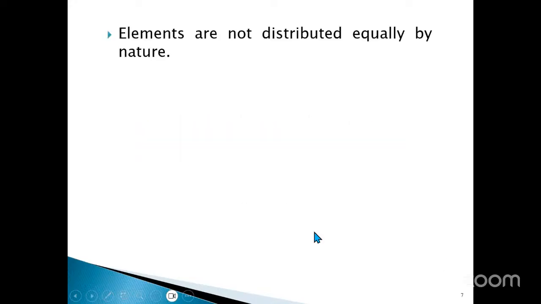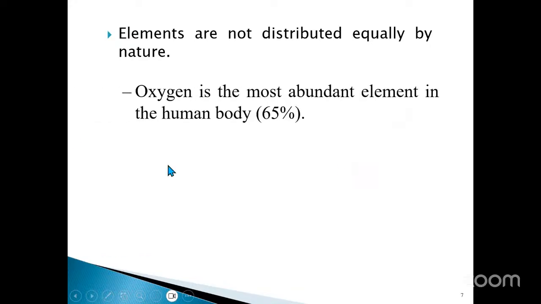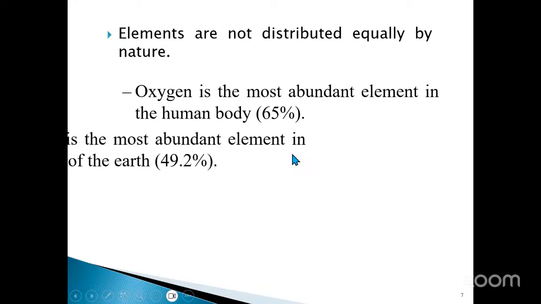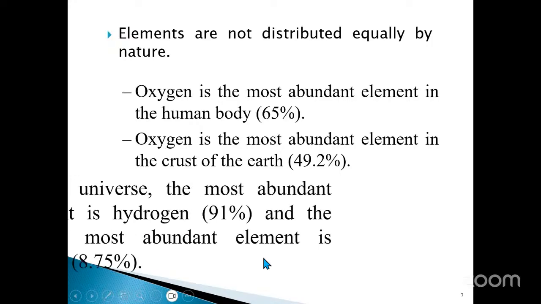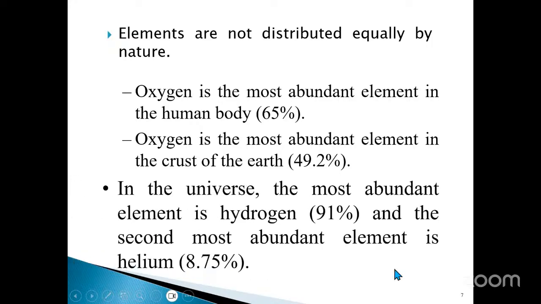Again, some general information about the distribution of elements. Elements are not distributed equally by nature, right? Oxygen, for example, is the most abundant element in the human body, about 65%, but it is about 49.2% of the crust of the earth. The most abundant element in the universe is actually hydrogen. And then the second most abundant element in the universe is helium. And look at the big difference here, 91% for hydrogen compared to 8.75% in the case of helium. So as you can imagine, the other elements would be less in terms of their percentage abundance.